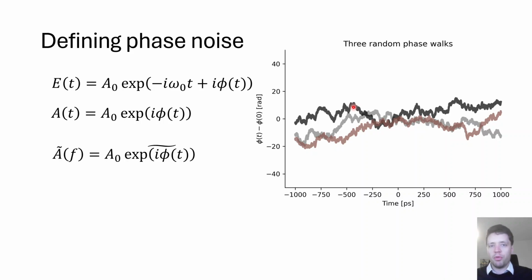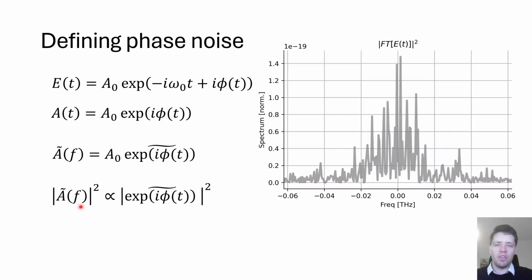But in any case, what we want to figure out is how this random phase evolution gives rise to a laser line shape. So what we could do is take one of these phase walks, plug it into the exponential, compute the Fourier transform, and then take the absolute square in order to get the power spectrum for that corresponding phase evolution. And if we do that just for a single random walk, we'll find something that looks a bit like this. You can see that it has an approximate hill shape here, and then a bunch of spikes because of the randomness.